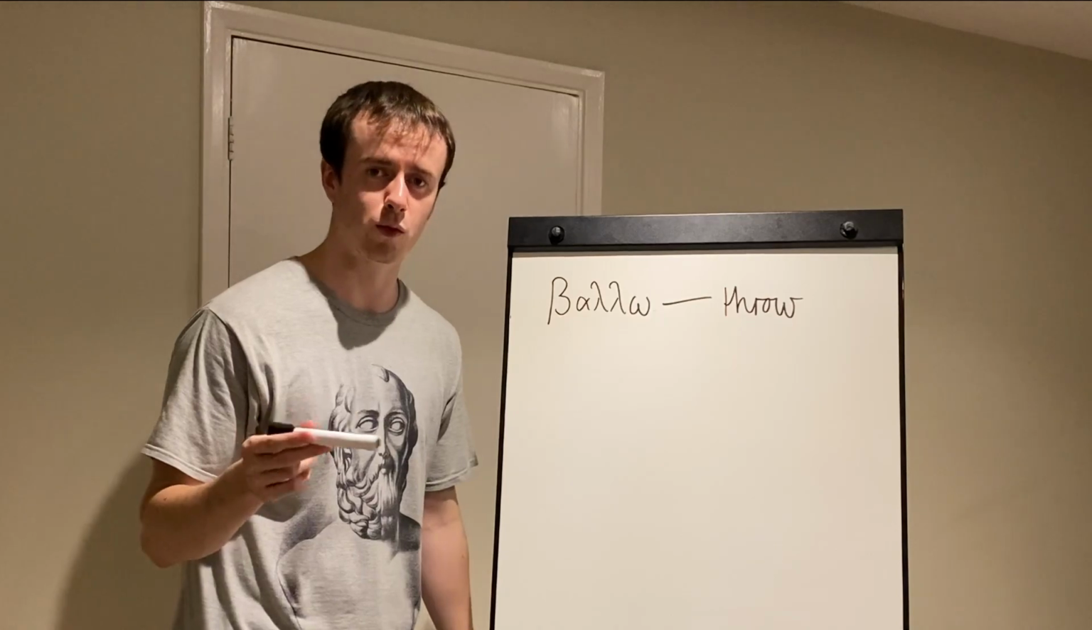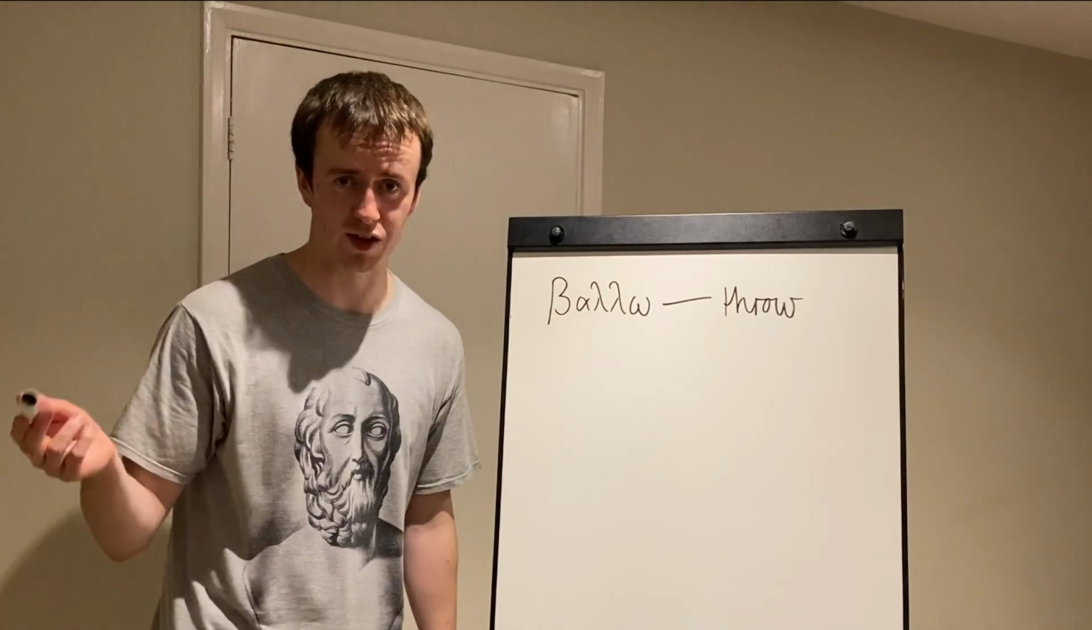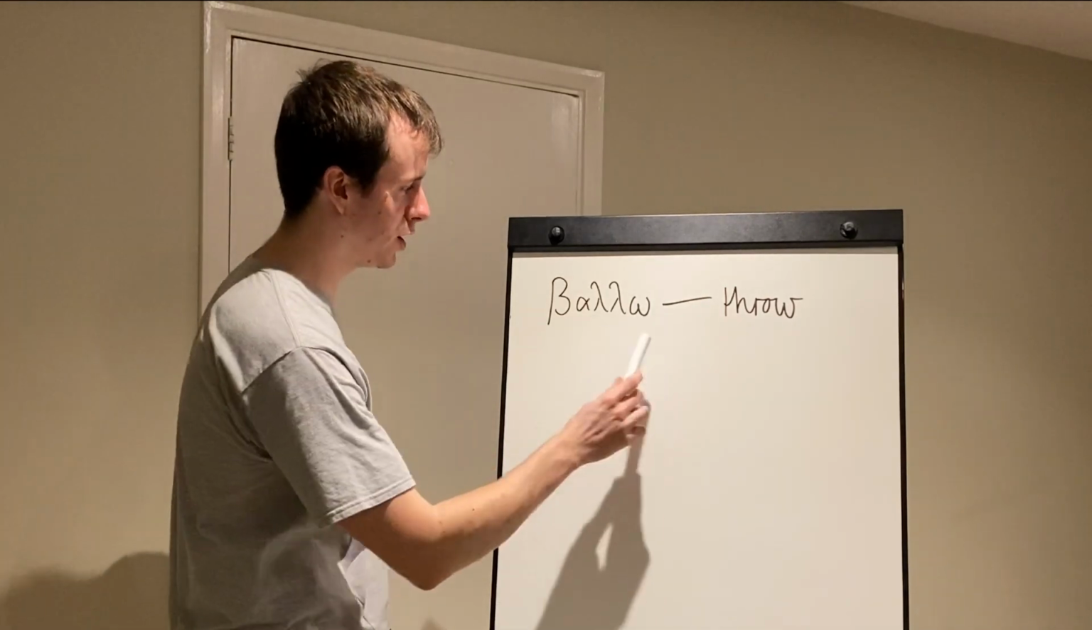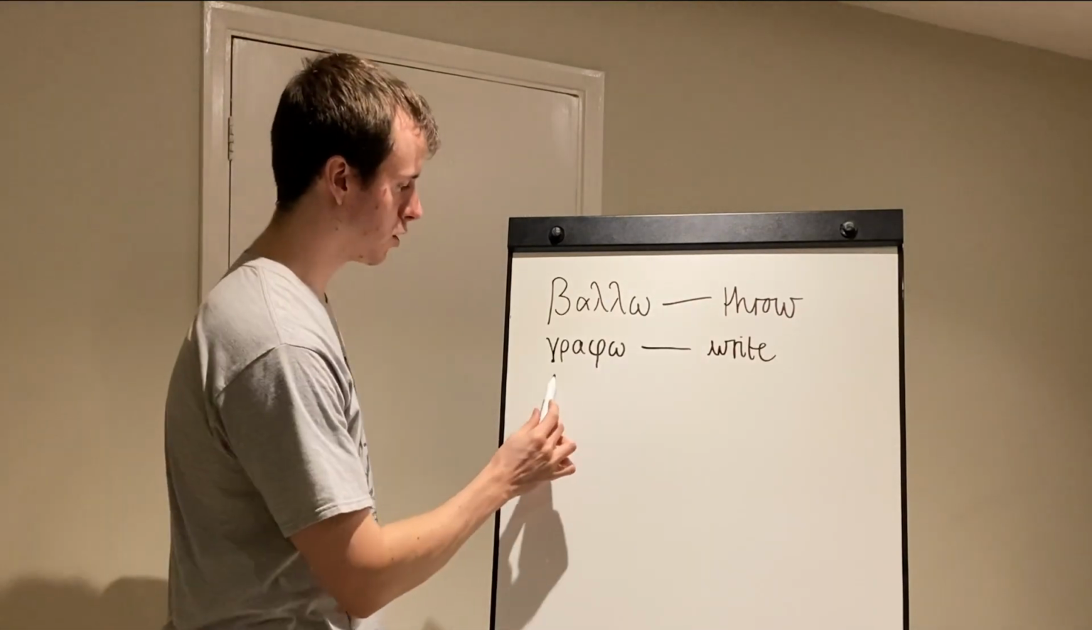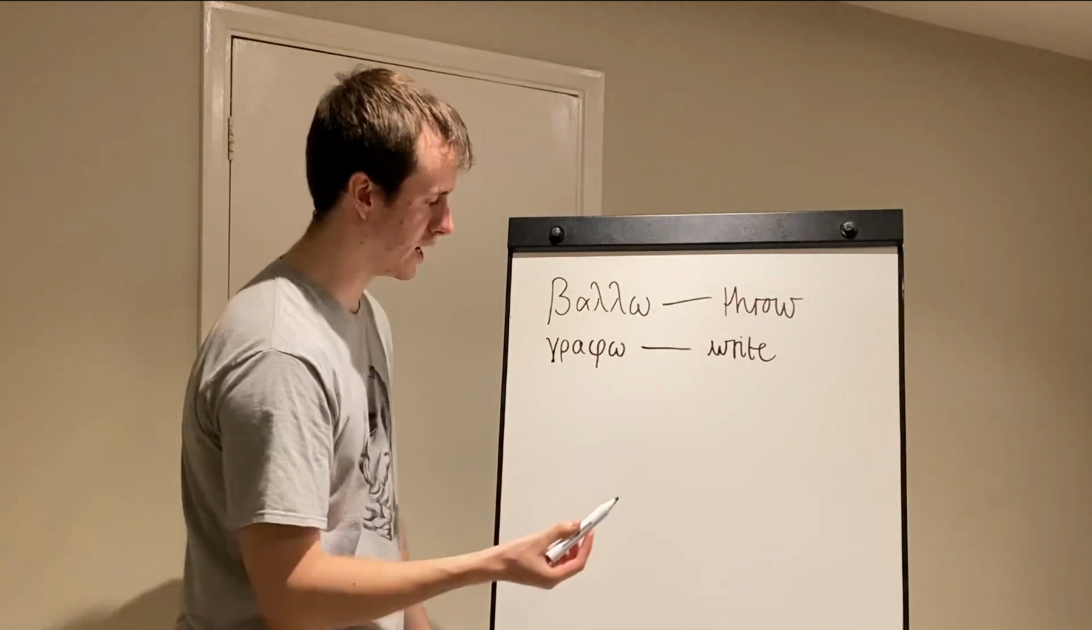This is actually where we get the word ballistic from, as in ballistic missiles. So that's one way of remembering that ballo means to throw. The second verb I want you to know is grapho, meaning to write.